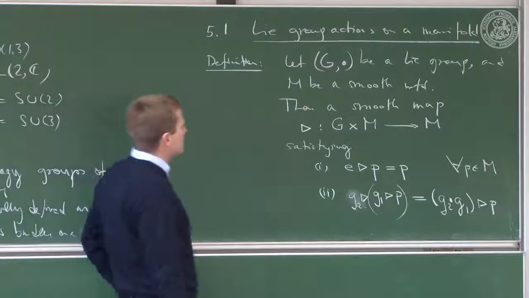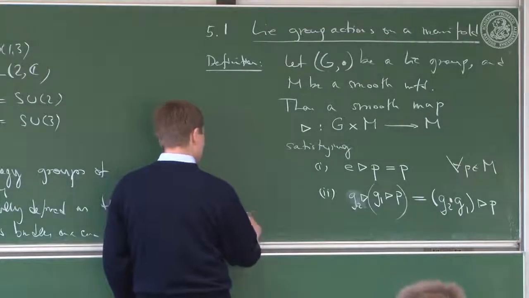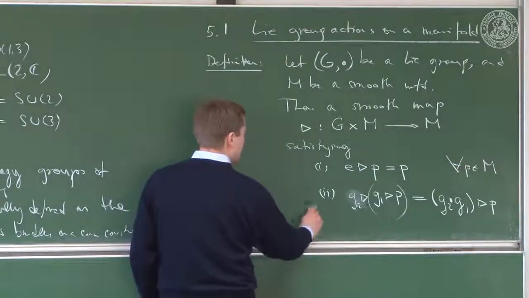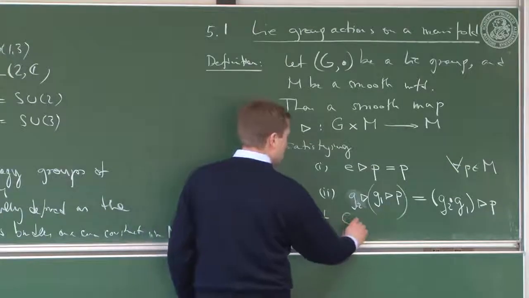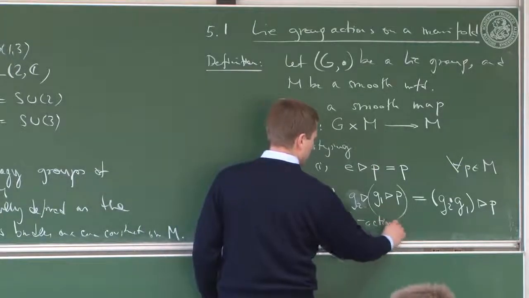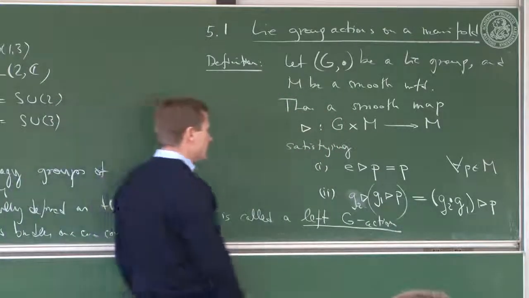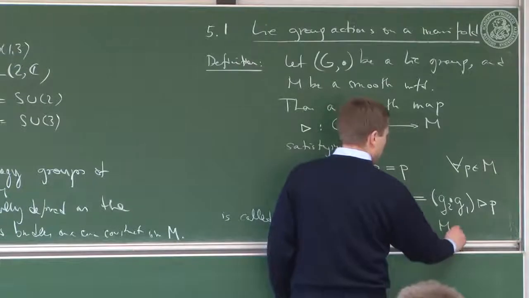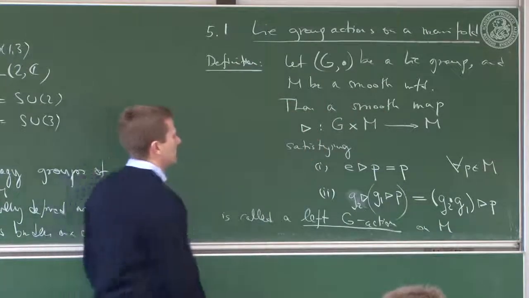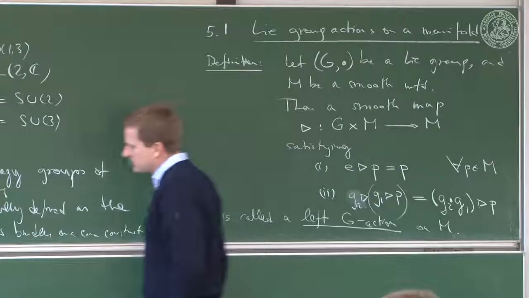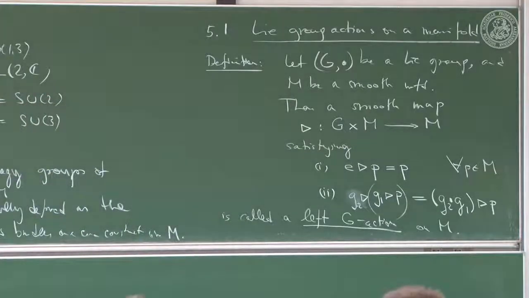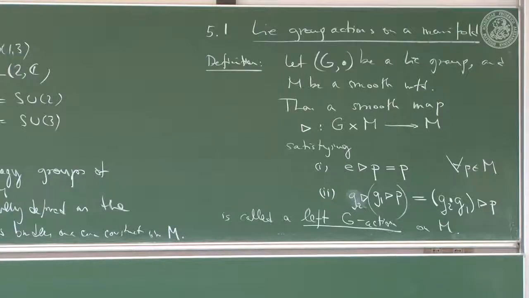Okay? Any such smooth map is called a left G action. So a left action of the Lie group G, a left G action on the manifold M. And that's a central notion we're going to use. Okay, example. Questions so far?